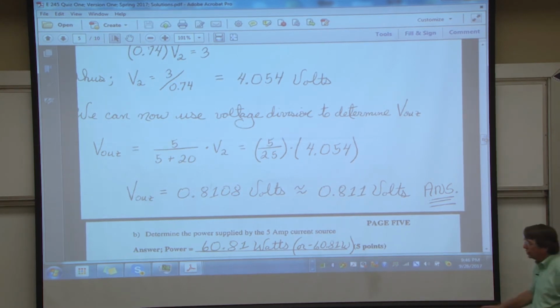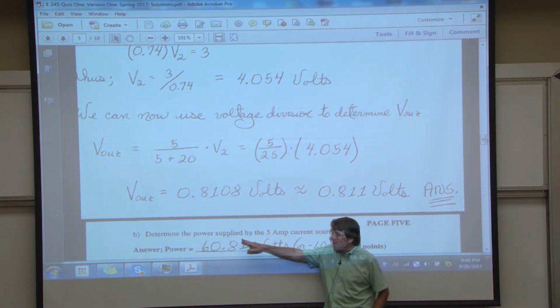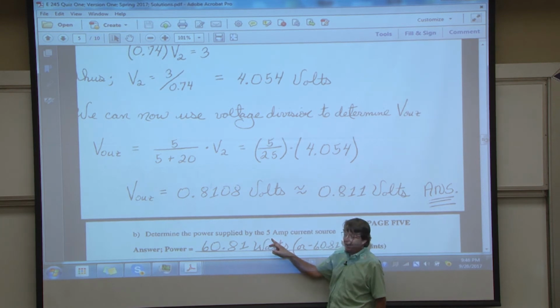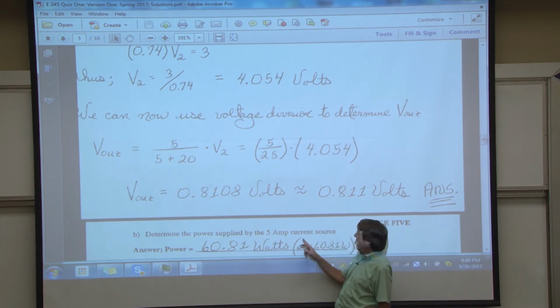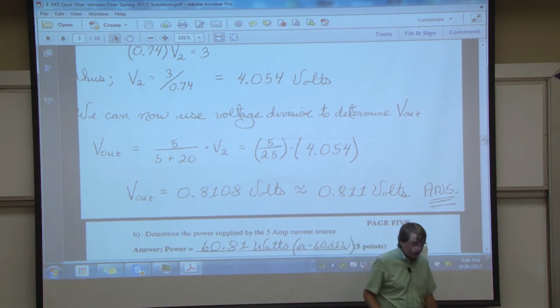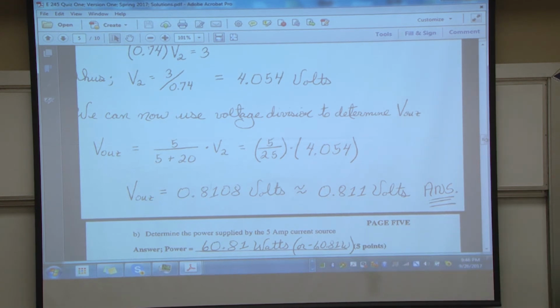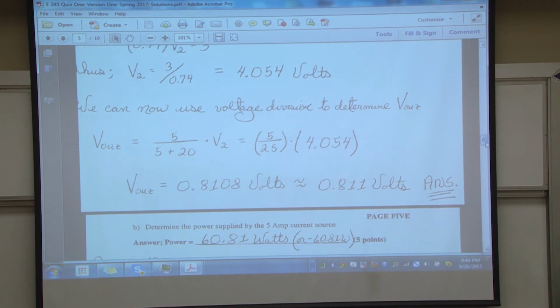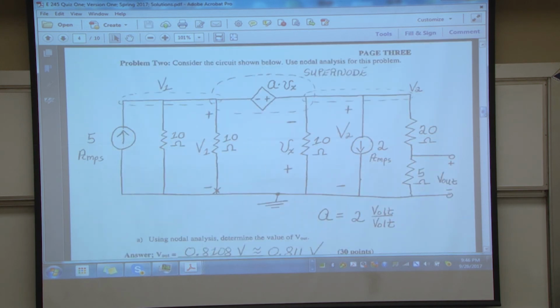Okay, let me not look at the solution yet. Determine the power supplied by the 5 amp current source. Oh, there's the 5 amp current source. How do I figure out the power? Now I got to find V1.